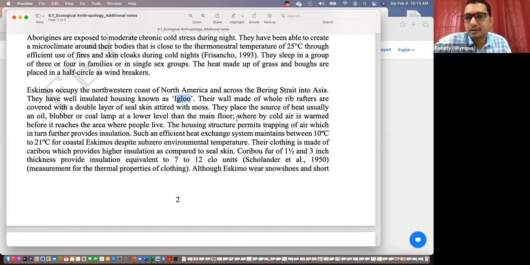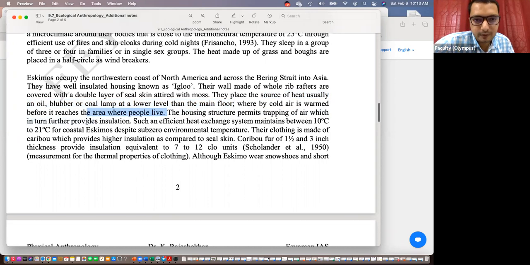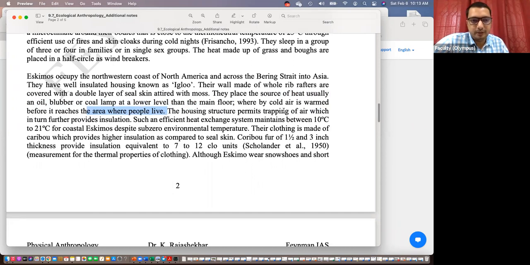So such cultural adaptations in terms of housing, plus the way they allow the ventilation of the warm air, are also noticeable in the colder climates. They place a source of heat, usually an oil or blubber or coal lamp, at a lower level than the main floor, whereby cold air is warmed before reaching the area where people live. This is also a practice that you normally notice. And the structure of the houses also permits trapping of air, which in turn further provides insulation. So you have the insulating material like ice, and on top of that, a bit of air that is trapped inside, which is also acting like an insulating material.